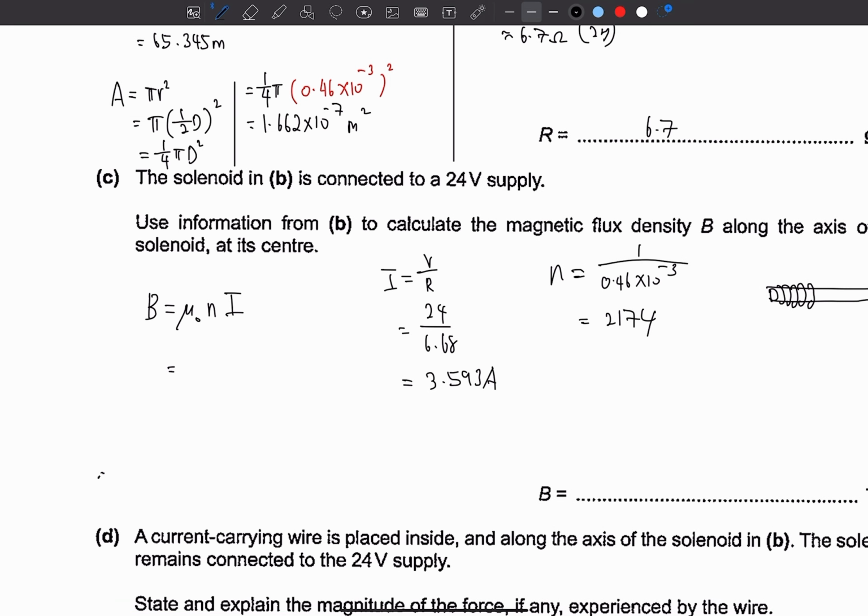Just plug everything in. The mu naught permeability of free space is given. 4 pi times 10 to the power of minus 7 multiplied by number of turns per unit length multiplied by the current. We will arrive at 9.82 times 10 to the power of minus 3 Tesla. Remember, the unit for magnetic field strength is Tesla.